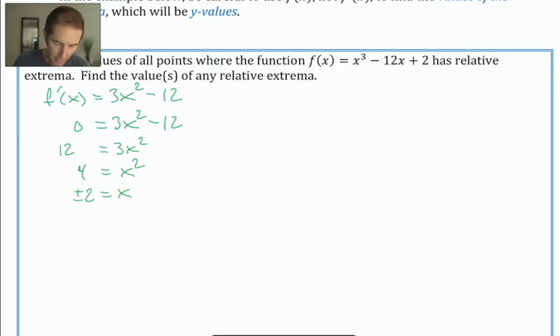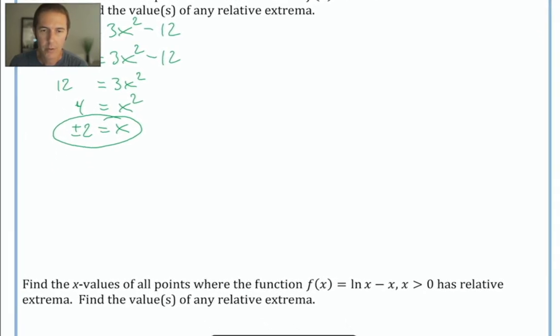So now that I have my two critical numbers, you should label those as critical numbers, negative 2 and positive 2. Now I'm going to have a closer look at what my function is really doing in terms of increasing and decreasing and maybe increasing again, that's going to create those peaks and valleys or hills and valleys which will yield relative maxima and relative minima.